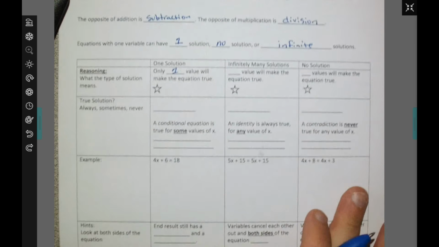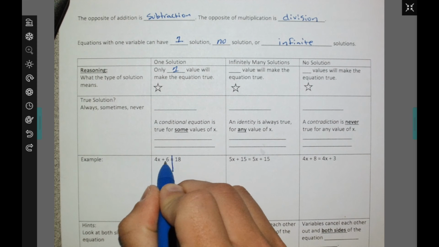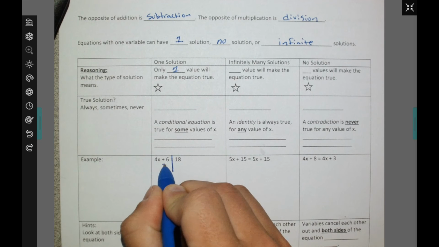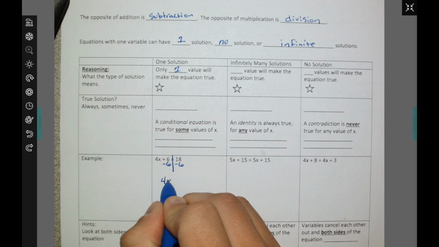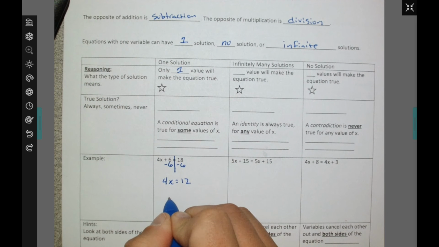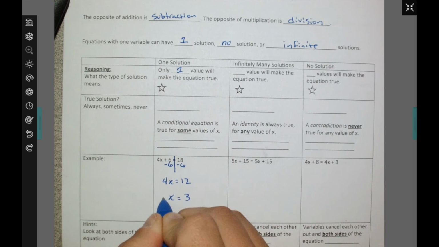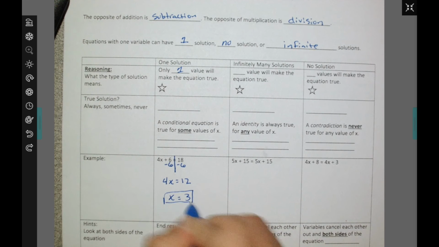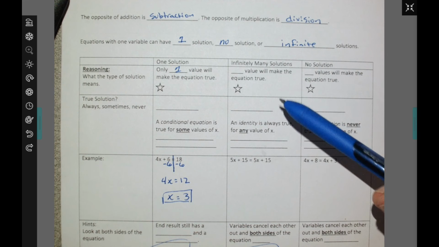I'm just going to get down here into the solving. If we go ahead and solve this, 4x plus 6 equals 18, you subtract 6 from each side, so that's the opposite there. We're left with 4x equaling 12. And then from there, we divide each side by 4. We're going to end up with x equaling 3 as our answer.